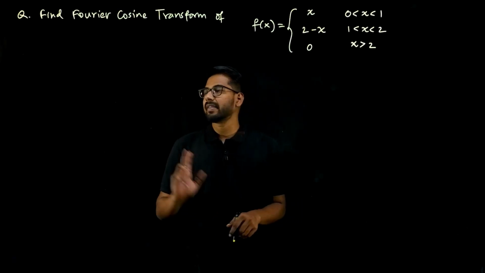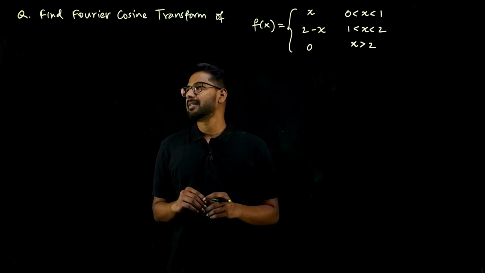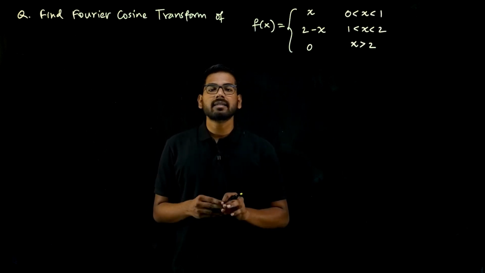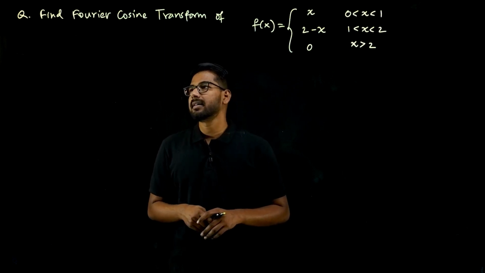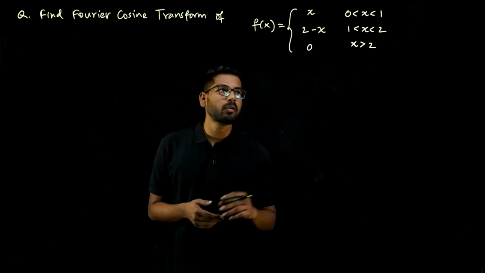Hey guys, I'm back with another question from the September 2020 M3 exam, and this is from module 3. This is as easy as you can get. This is the easiest question you can get in the exam for 6 or 7 marks. The question is: find the Fourier cosine transform of f of x.